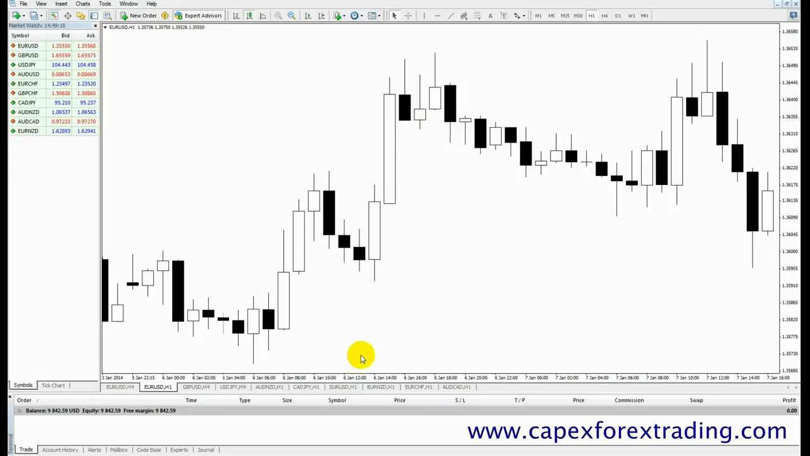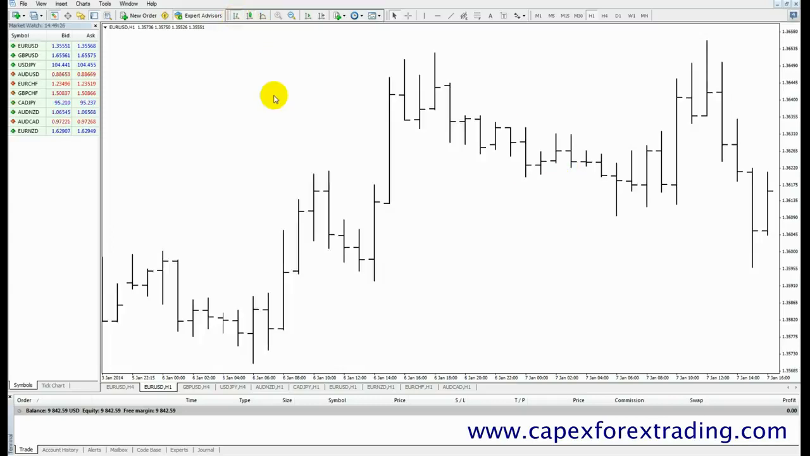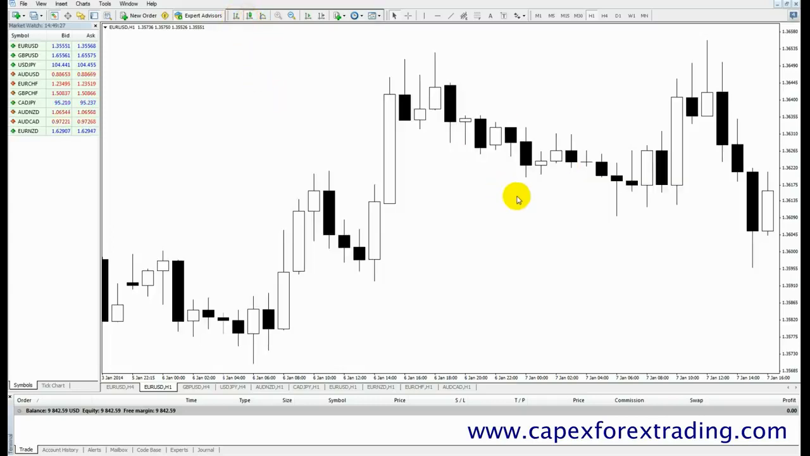By simply referencing this chart with your naked eye, you can have a much clearer picture a lot quicker than if you looked at a bar chart. So that is what a candlestick is. It's just an easier way for us to view our charts.